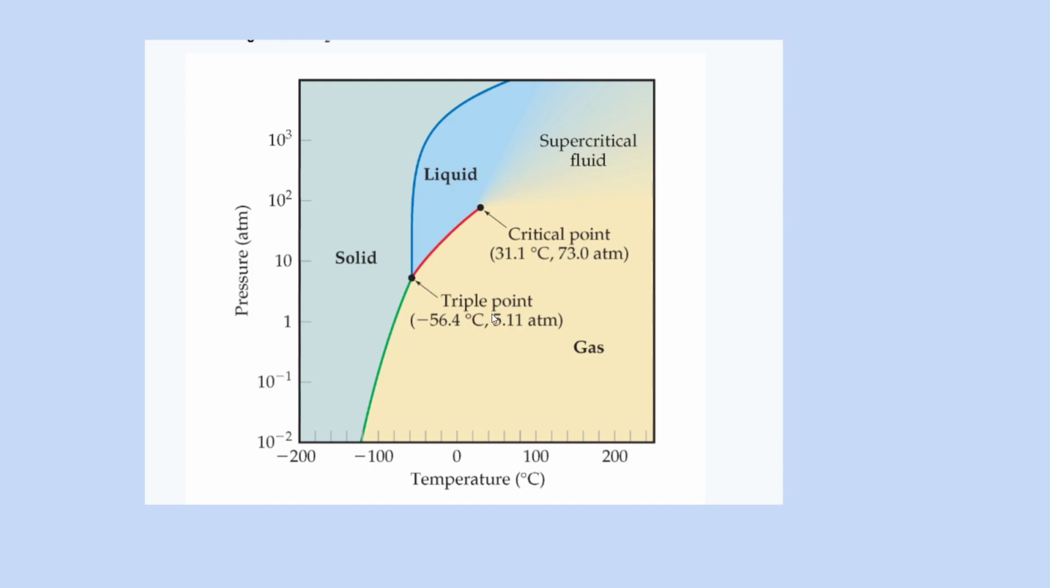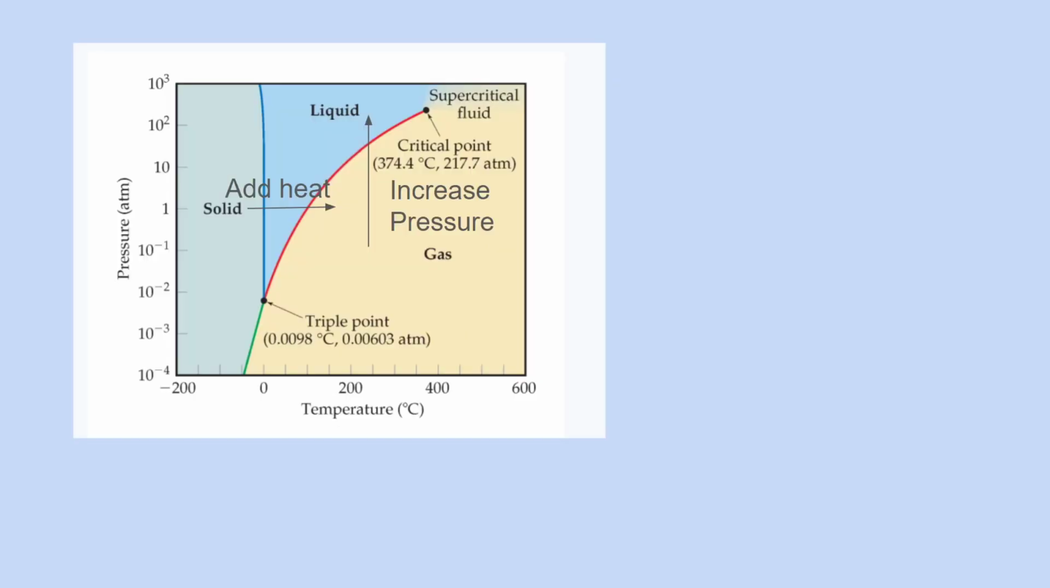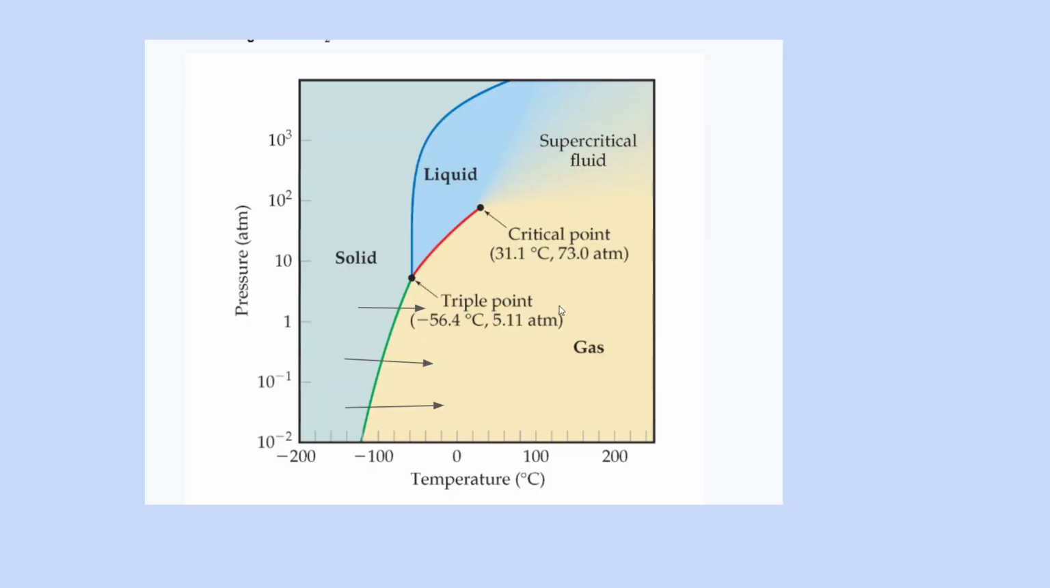So the curves can be in different spots, meaning that substances have different properties, but always knowing that you can add heat going across or increase or decrease pressure going up or down to manipulate the phase of something. It's a very important, but I think easy to understand, aspect of chemistry.